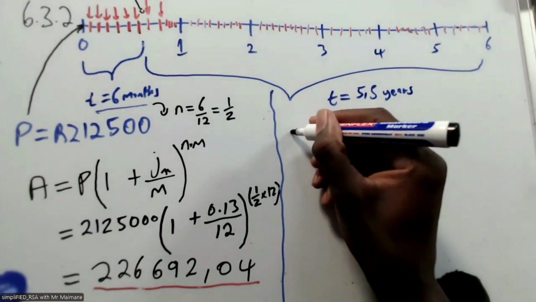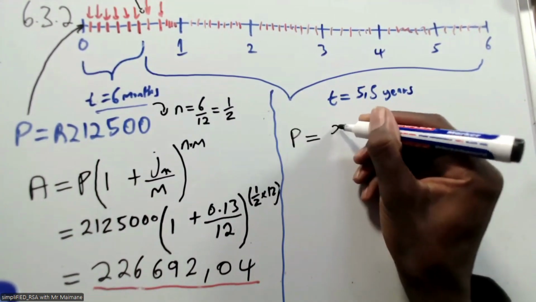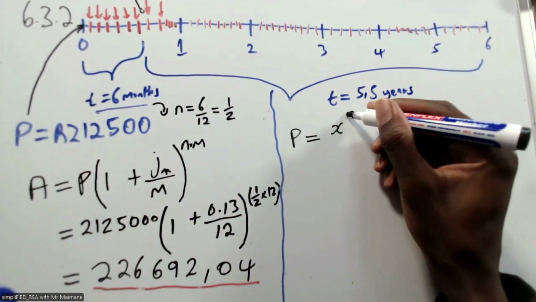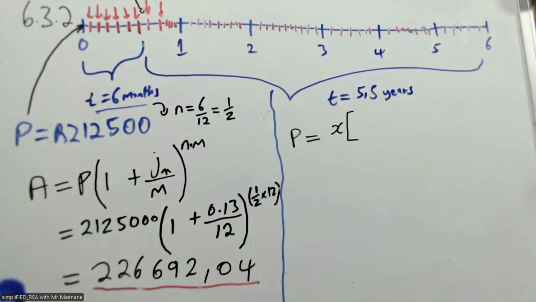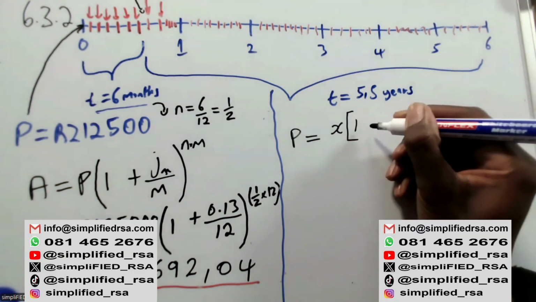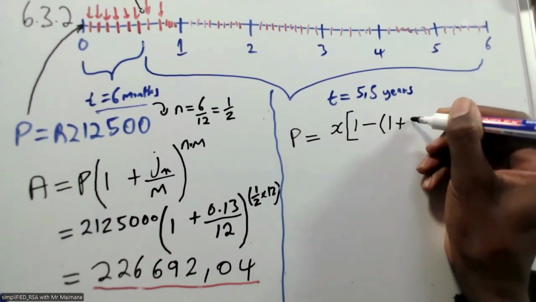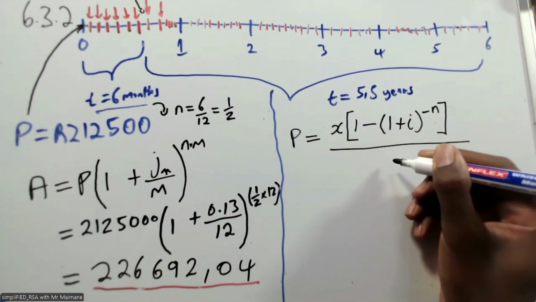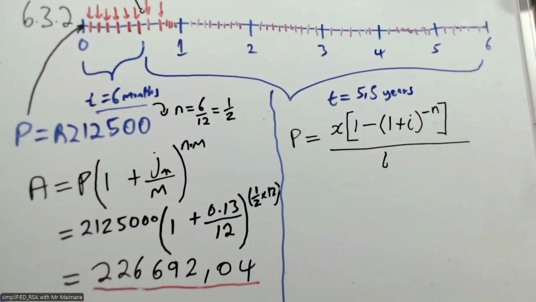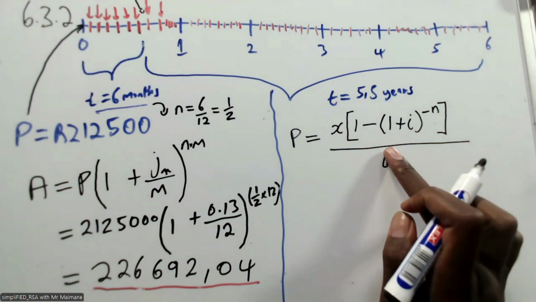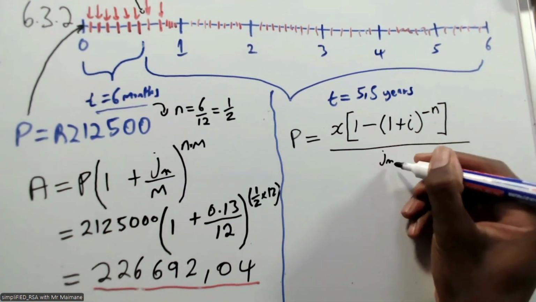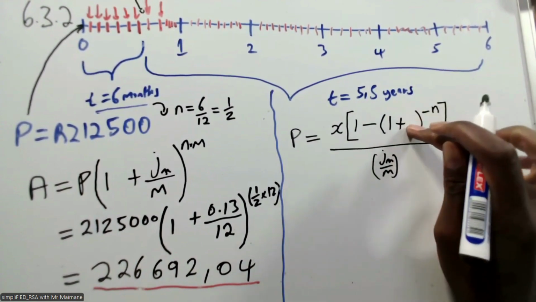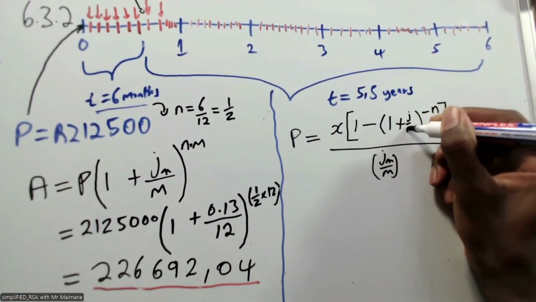Now I'm going to use my present value formula, because I know that present value is equal to X into 1 minus 1 plus i to the exponent negative n, all over i. But because it is compounded, I know that my i will be divided by the compounding period. And also here, I know that I will divide the i by the compounding period.